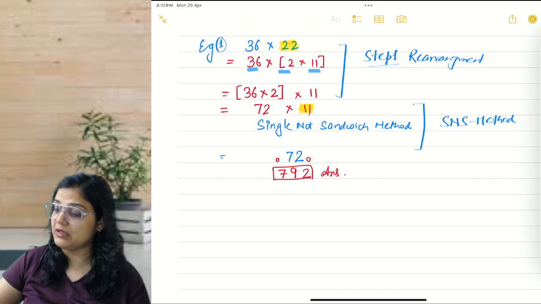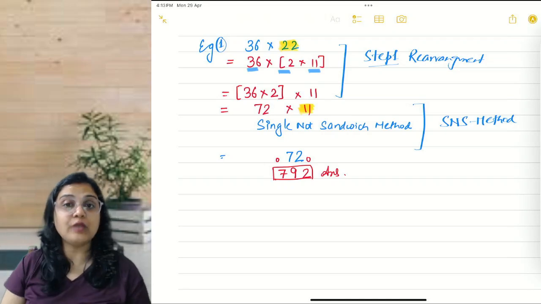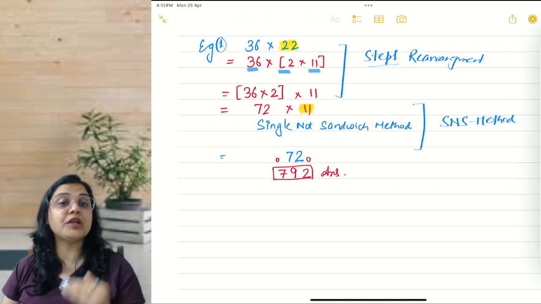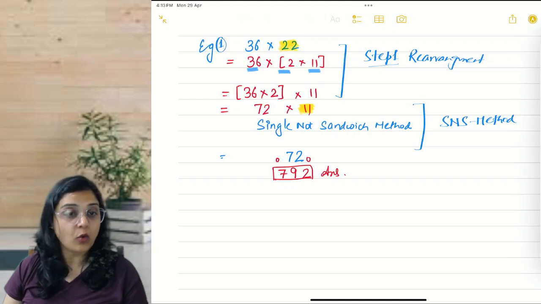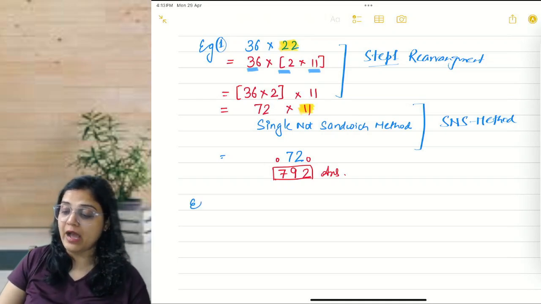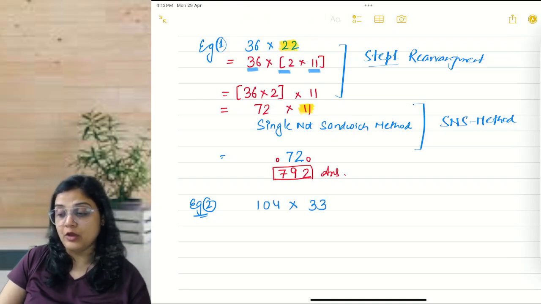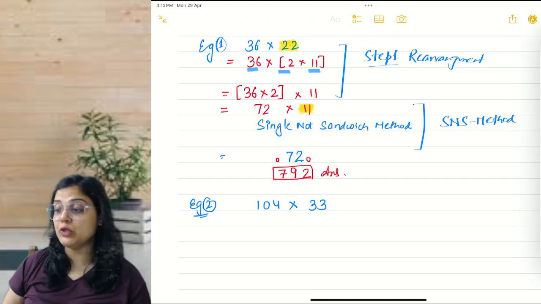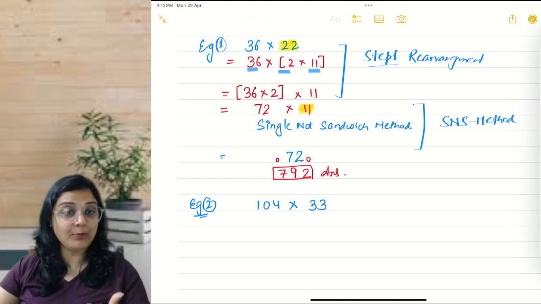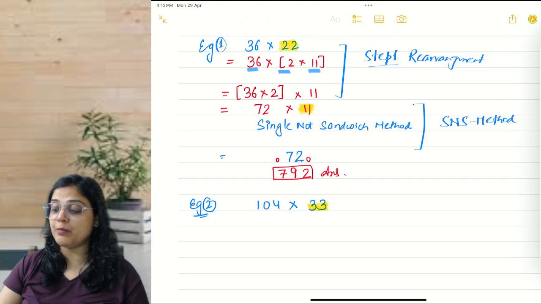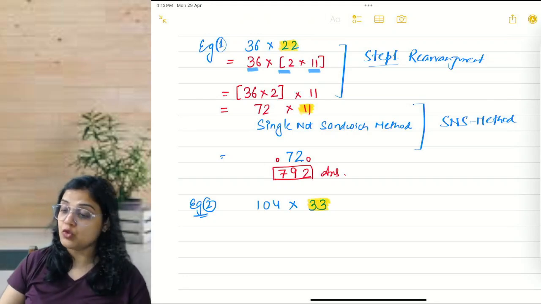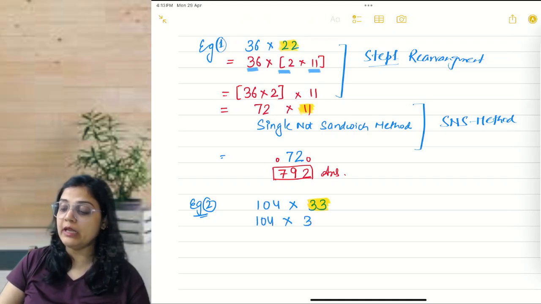I am keeping the first example on screen so that if you have any doubt you can relate example number 1 and 2 together. All right. So example number 2 I am taking for you. I am taking 104 multiplied by 33. So what is the first thing that comes to your mind when you see 33? 33 is a multiple of 11. That means I can split 33 as the product of two numbers, 3 and 11. So I'll write 104 as it is into 3 into 11.